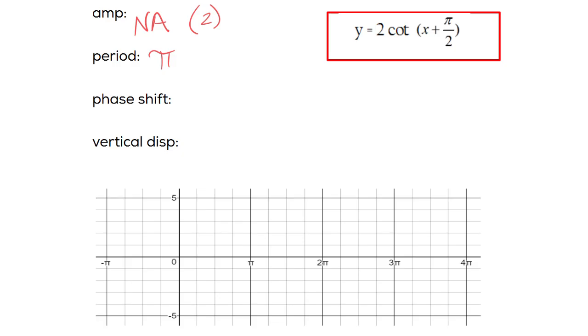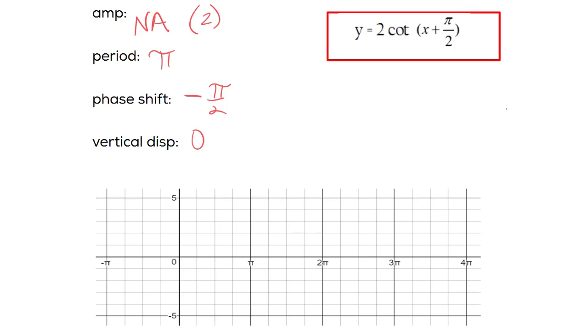Phase shift, remember that it does the opposite inside these parentheses. This is a plus, so that means I'm going to have a negative phase shift. Instead of going right pi over 2, I'm going to go left. So we call that a negative pi over 2 phase shift. And then we have vertical displacement. That's anything that's gone up, and I do not have any of that. I'll put a 0.